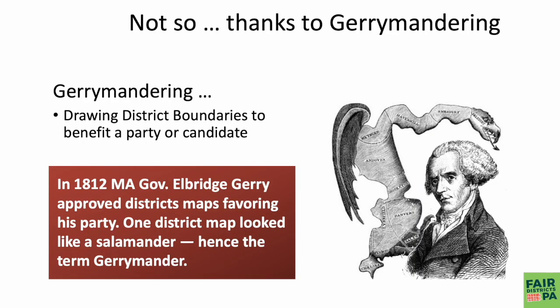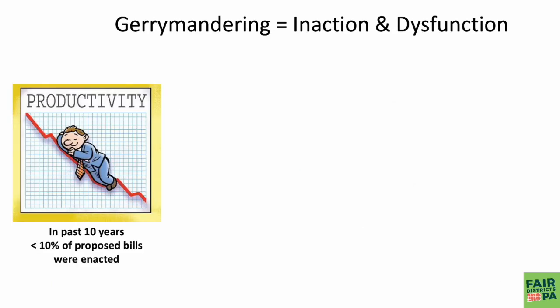Gerrymandering is drawing voting district boundaries to benefit a party or a candidate. The name was coined in 1812 when Massachusetts Governor Eldridge Gerry, or Gary, approved a bill that drew districts favoring his party. Critics said it resembled the shape of a monstrous salamander, and they mashed it up with Jerry and salamander and came up with the term gerrymander.